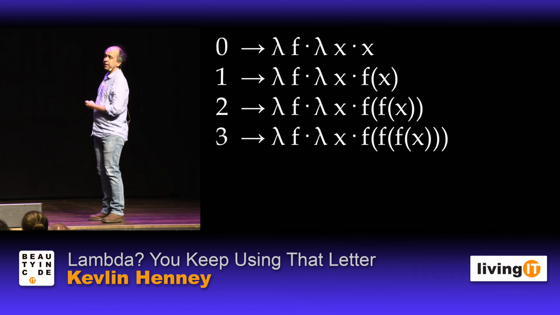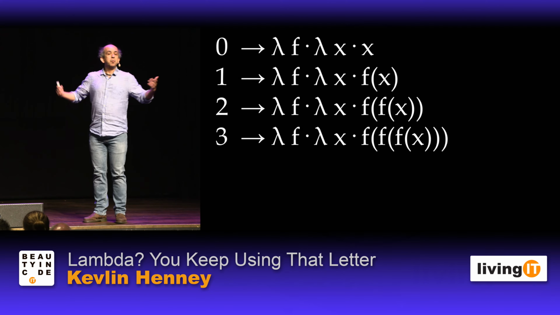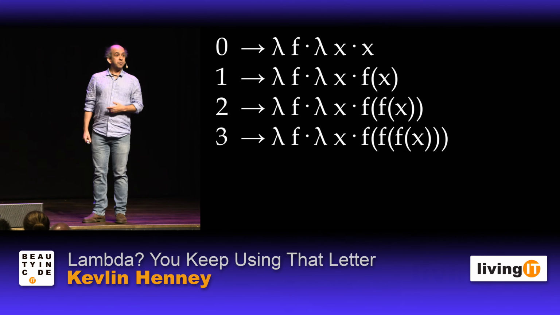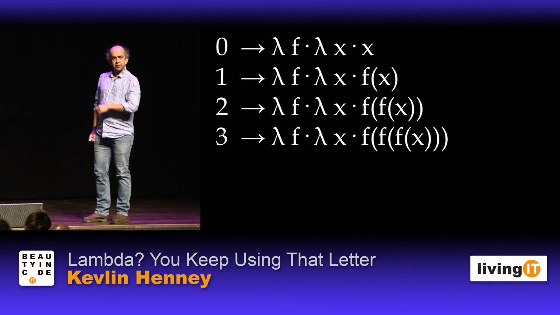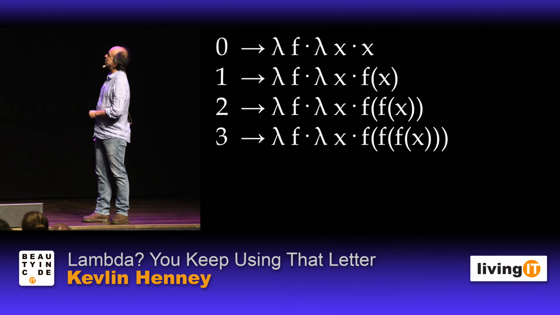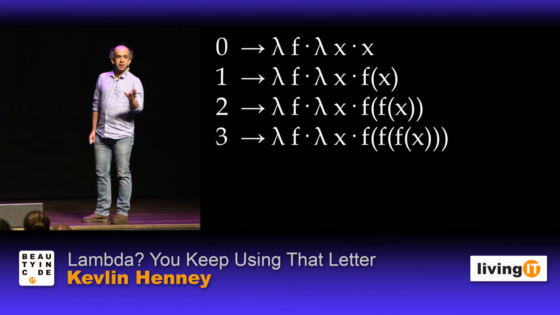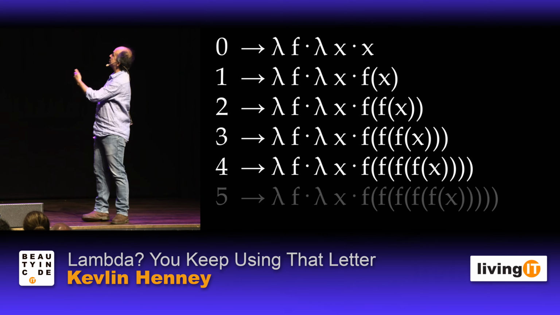So what he's done is he's basically said, what is zero? Zero is we take a lambda that takes an f, a function, a lambda. And then we have another lambda that takes an x, and we just return the x. We don't do anything with f. One is this time we're going to apply f once. Two is we apply f twice: we apply f to x, then we apply f again to the result. Three, you can see how this is going to go.